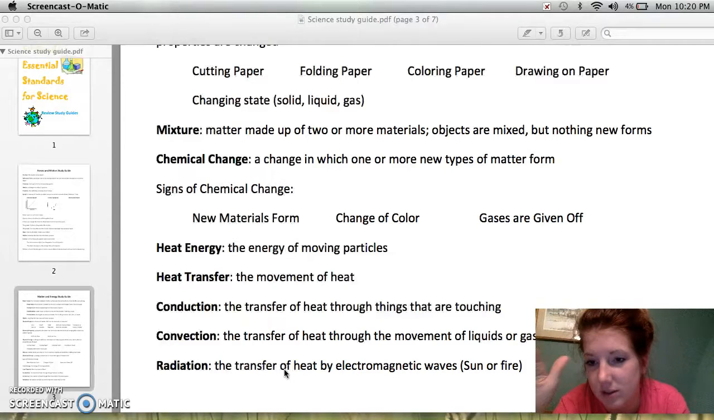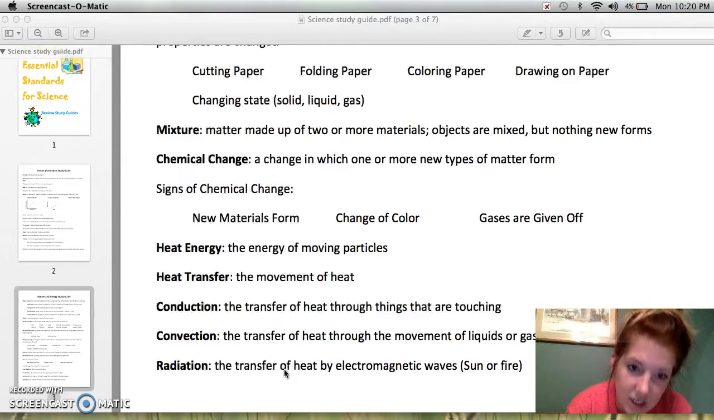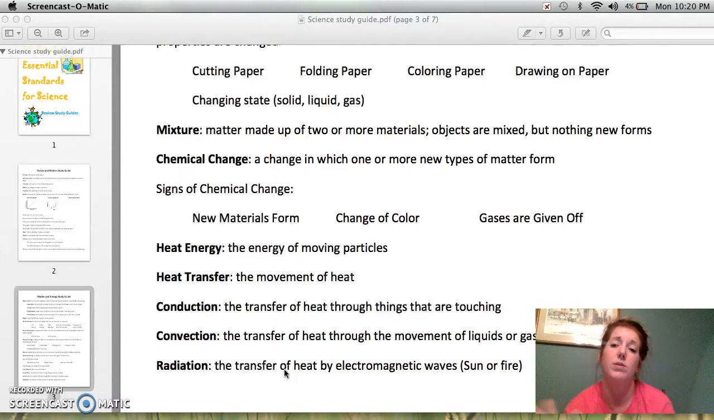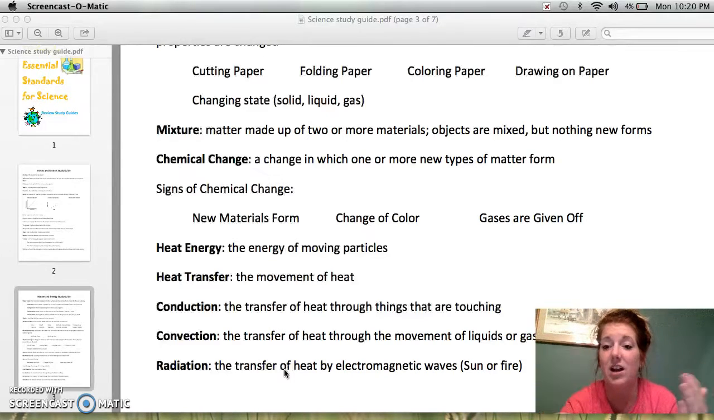Rewind, I totally messed that up. So conduction is the transfer of heat through things that are touching. So conduction is through that direct contact. Convection is the transfer of heat through the movement of liquids and gases. So that hot air or water rising and cool sinking, that constant flow through a convection current.